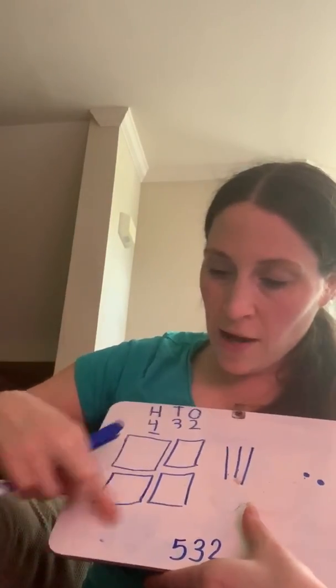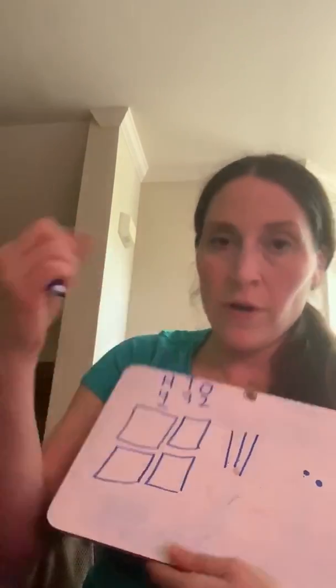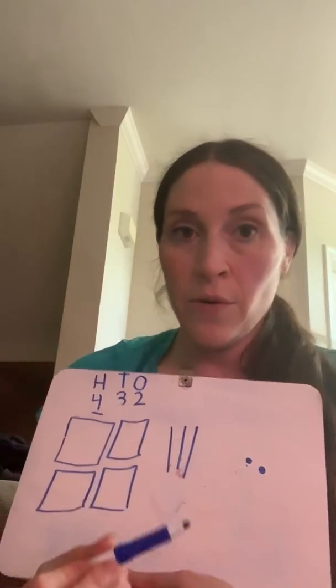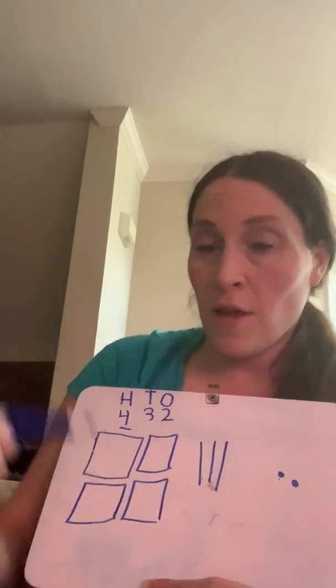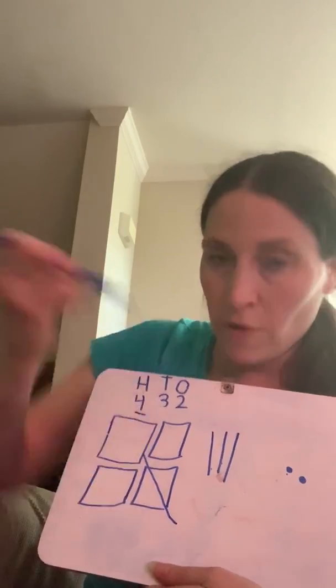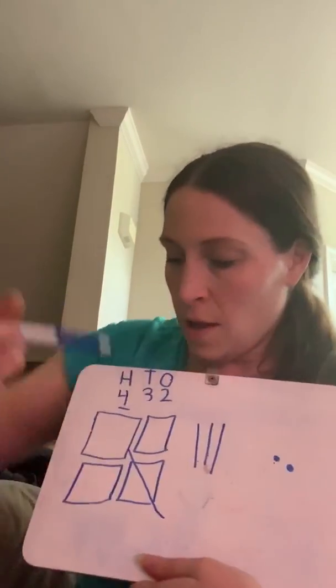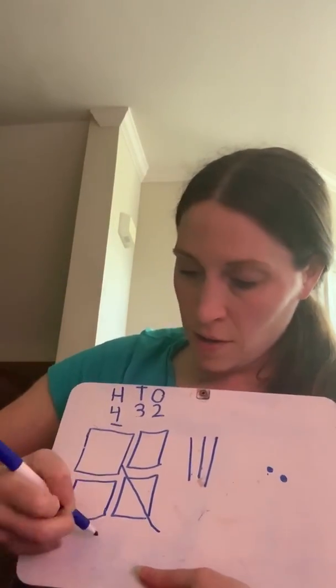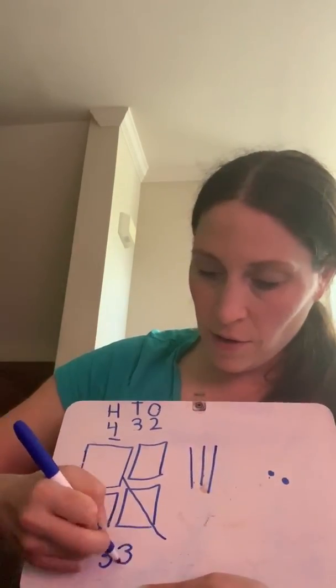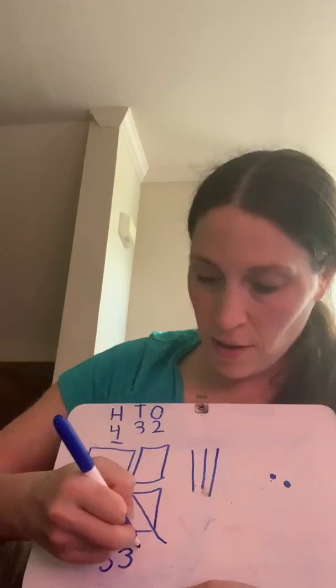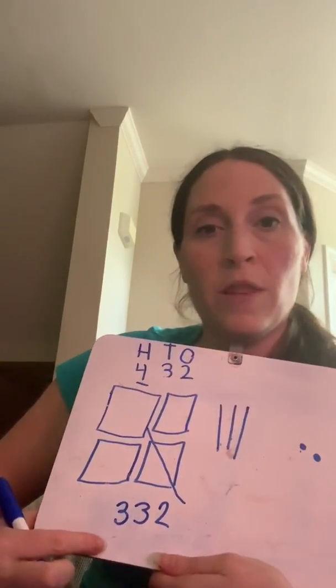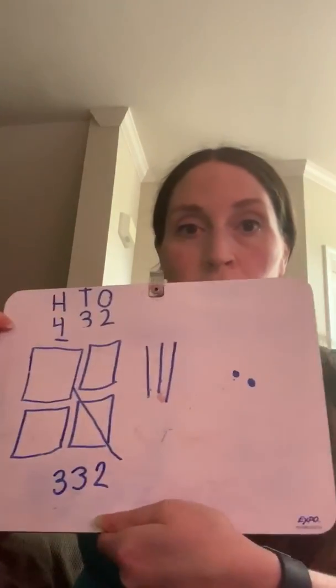Then if we're going to take 100 away, we'll go back to our original number, 432. If we're taking away, minus or less than 100, we're just going to cross 1 of our 100 squares out, and now we have 1, 2, 3, so 300. We still have 3 tens, so 30, and we still have 2 ones, 2. So now our new number would be 332. That would be our 100 less.